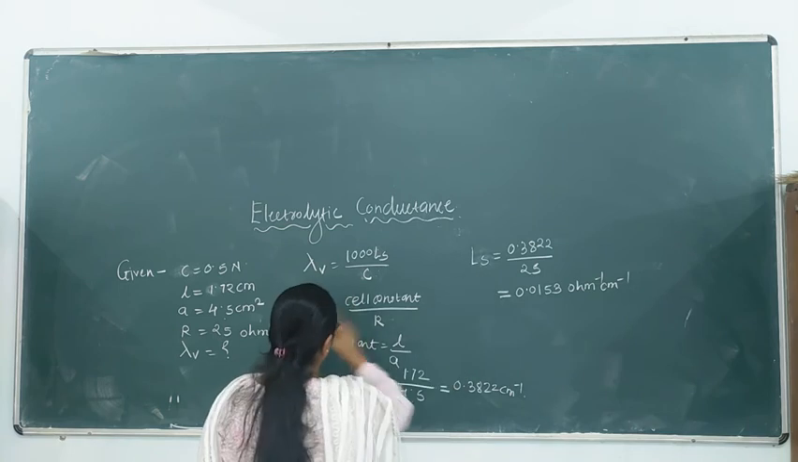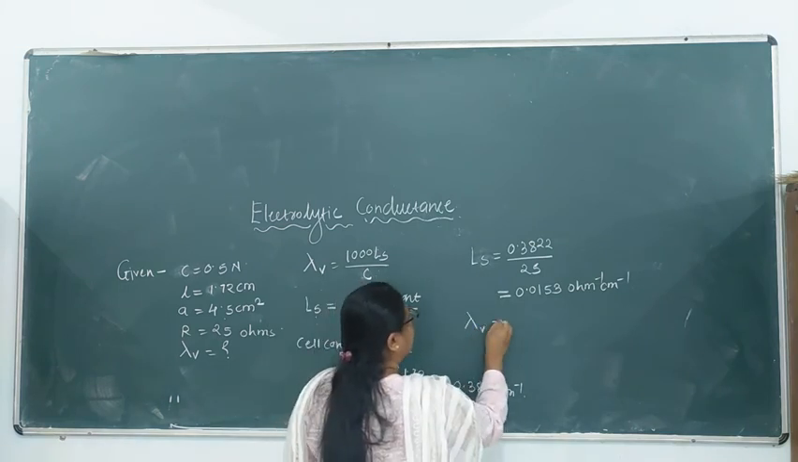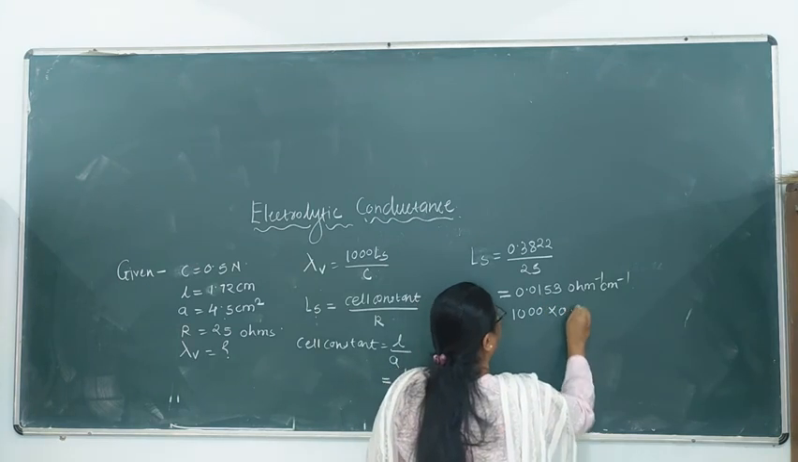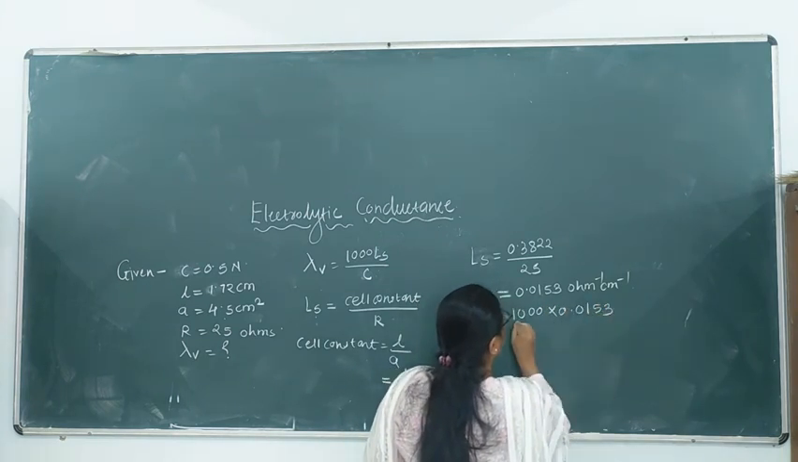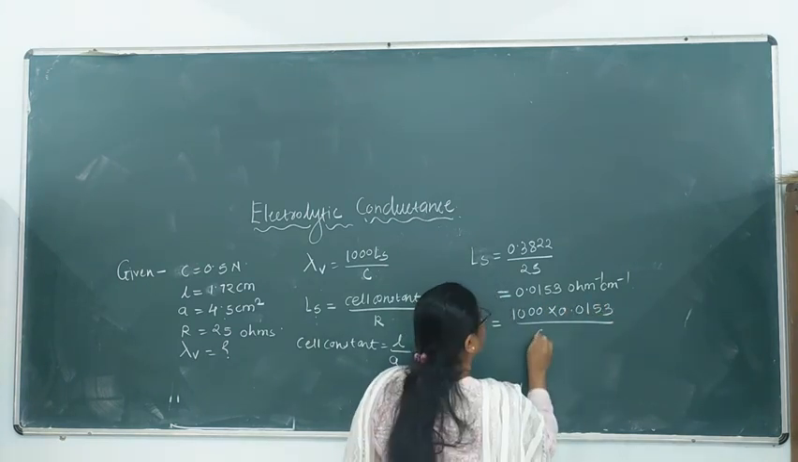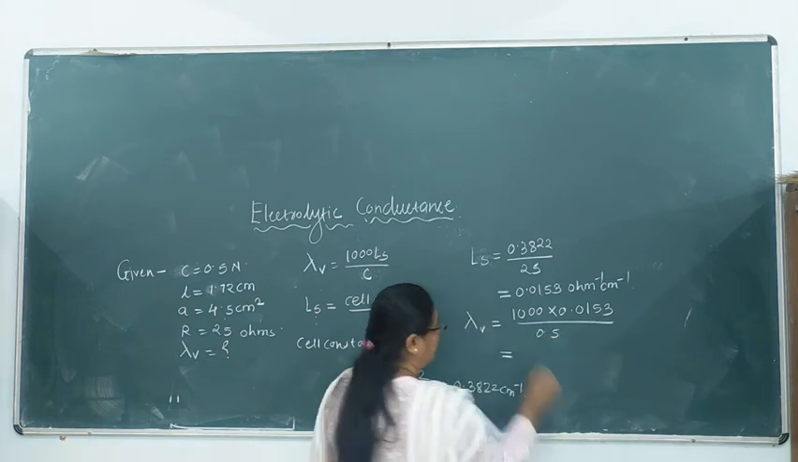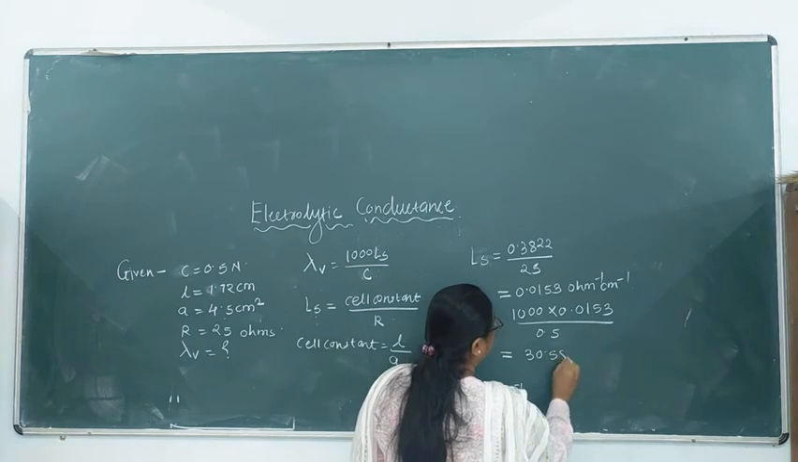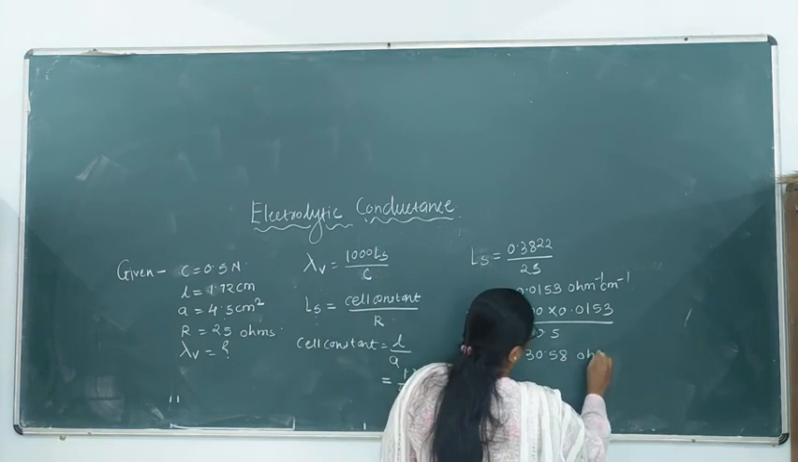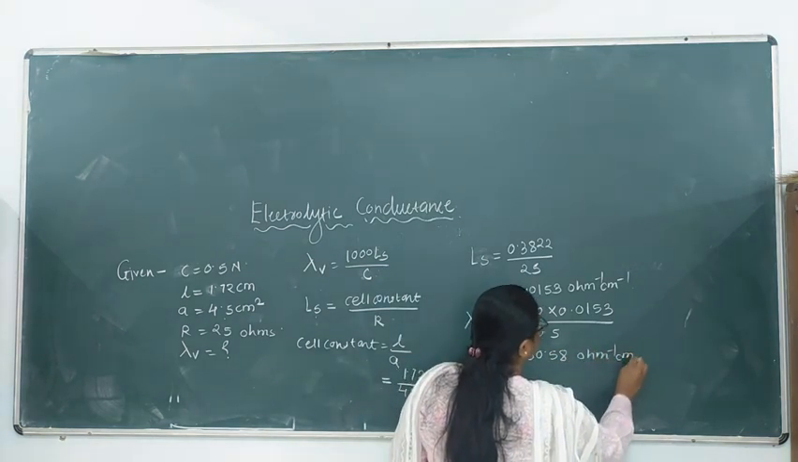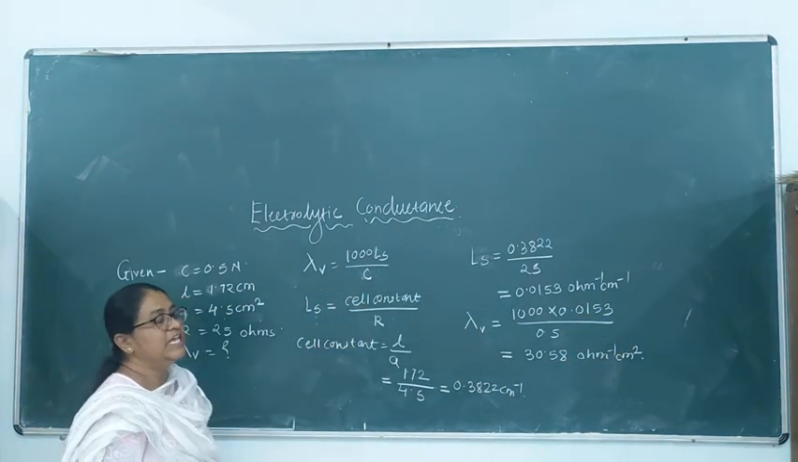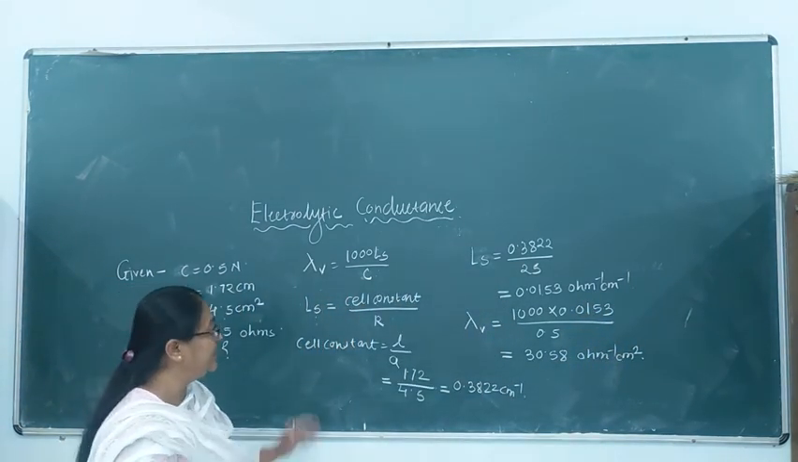Now you know Ls, now you can calculate lambda V. Lambda V is equal to 1000 into Ls, 0.0153 divided by concentration. We have given the concentration of solution 0.5, and this is nothing but 30.58 per ohm centimeter square. So this is how the equivalent conductance is calculated.